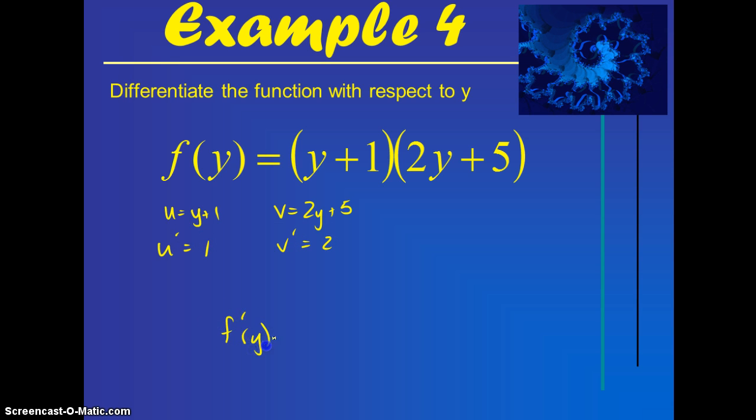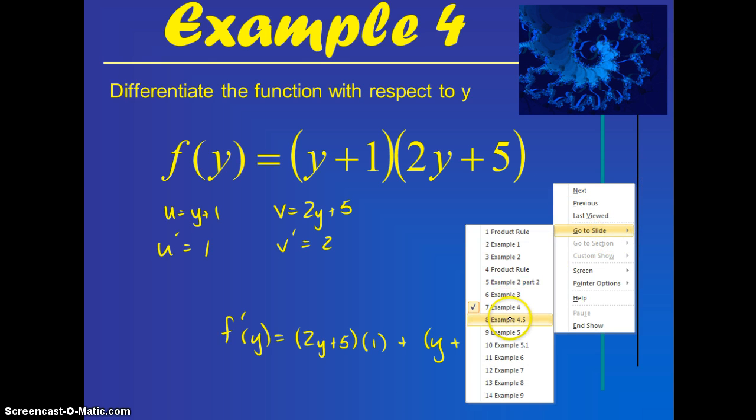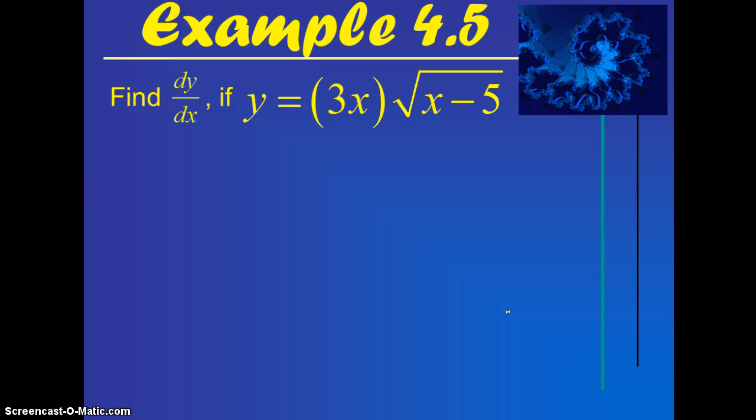F prime of y. Notice the fact that it's of y doesn't really make a difference. It's my v times u prime plus u times v prime. Ideally, you should be distributing this in and simplifying it. I'm just a little crunched on time. All right, so then we get this guy.